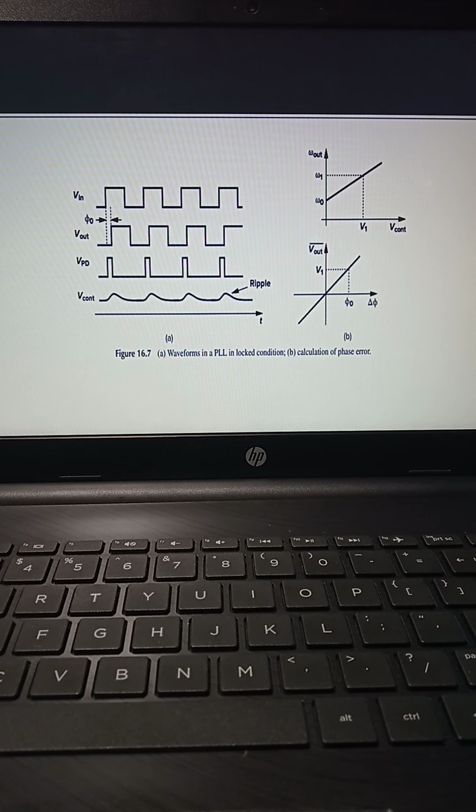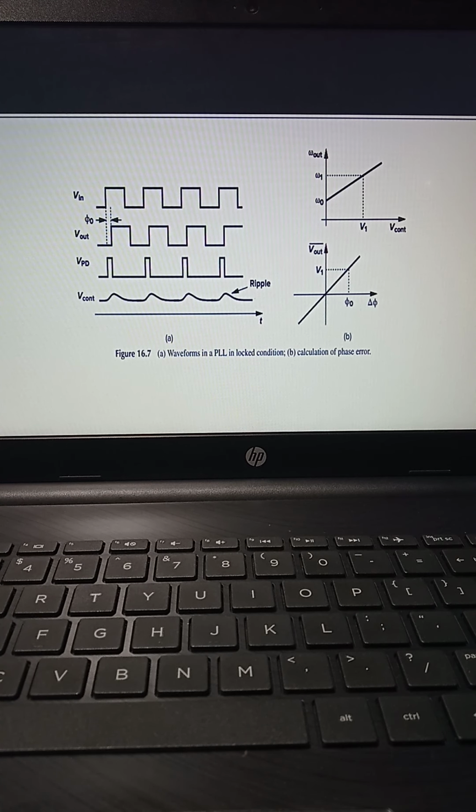V in and V out exhibit a small phase difference but equal frequencies. The PD, phase detector, therefore generates pulses as wide as the skew between the input and the output, and the low pass filter extracts the DC component of the V PD. Applying the result to the voltage control oscillator, we assume that the low pass filter has a gain of unity at low frequencies. The small pulses in the voltage at the low pass filter are called ripple.